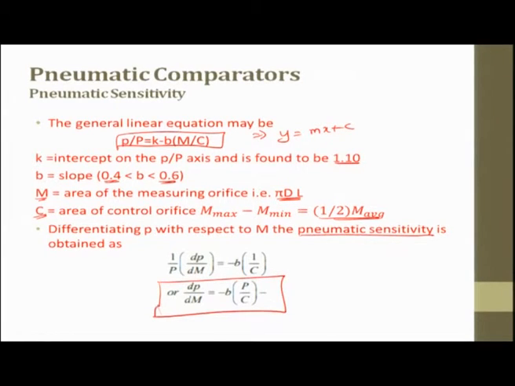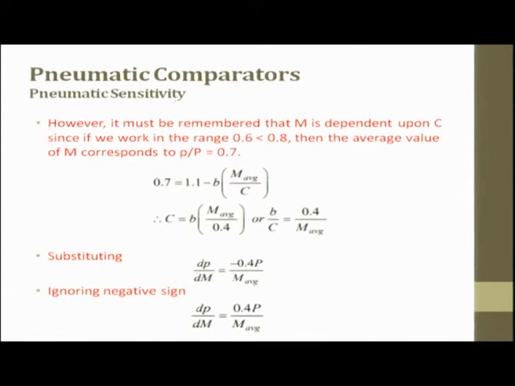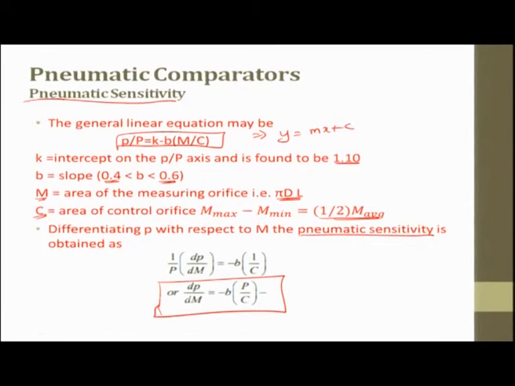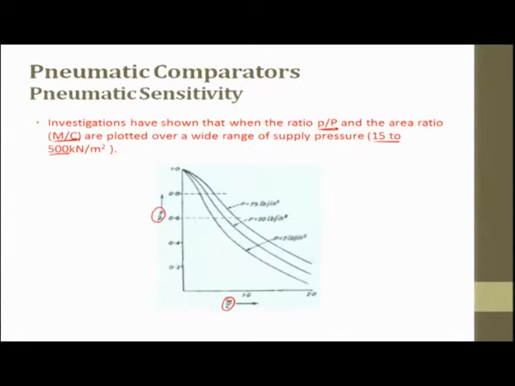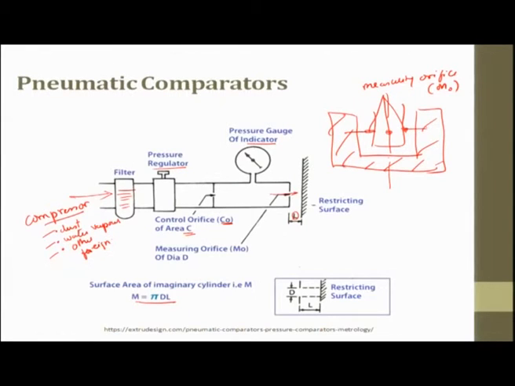Now what are we trying to talk about? We are trying to talk about the sensitivity: how accurate it is, what the resolution is, and how you improve the resolution, which is nothing but the sensitivity. With this we will take this equation further. However, it must be remembered that M is dependent upon C. If you go back to the previous figure, this is M naught and this is C naught. So, M is dependent on C.